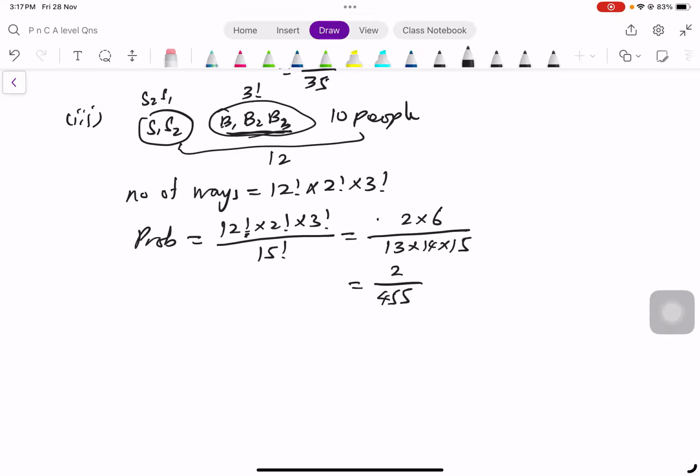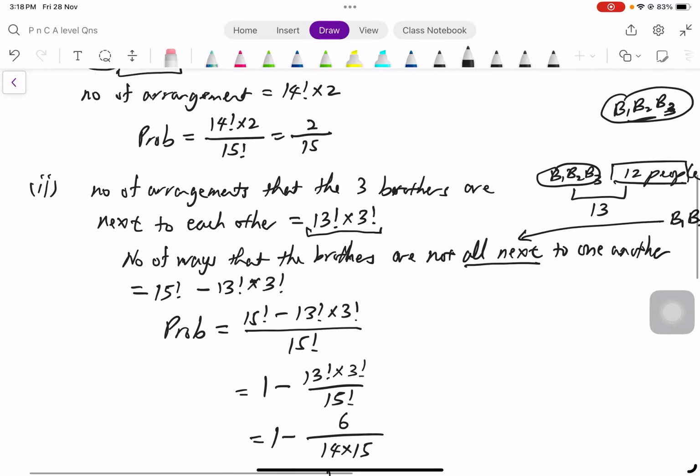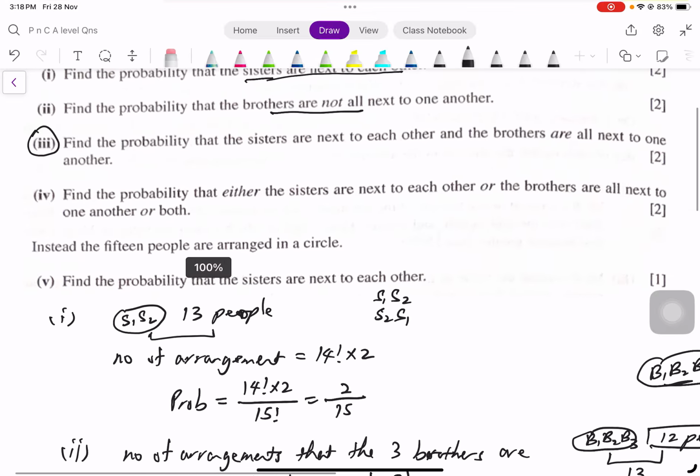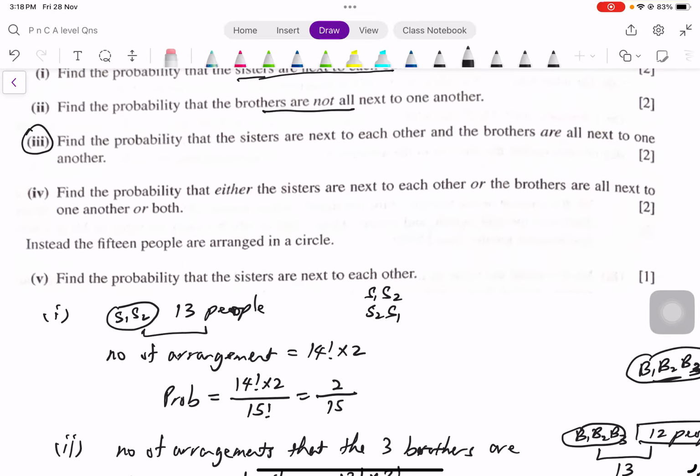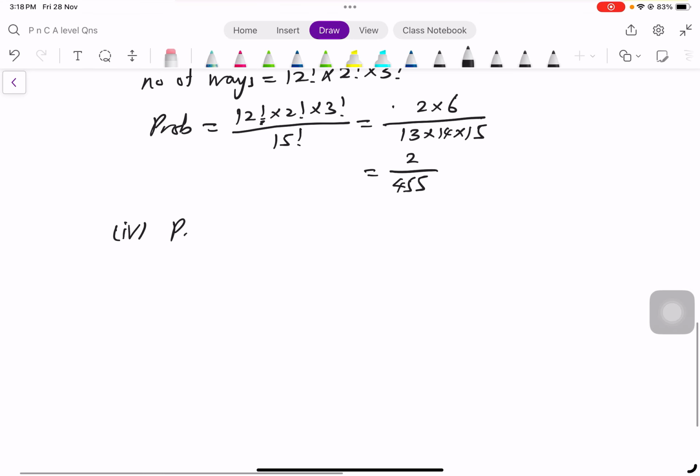All right, now we come to part 4. Find the probability that either the sisters are next to each other or the brothers are all next to one another, or both. Therefore, in this case, what is the probability?